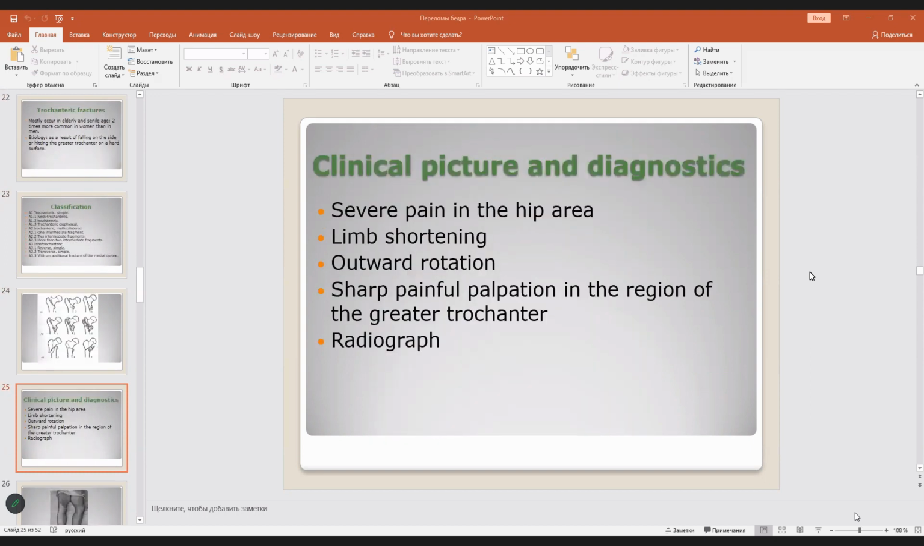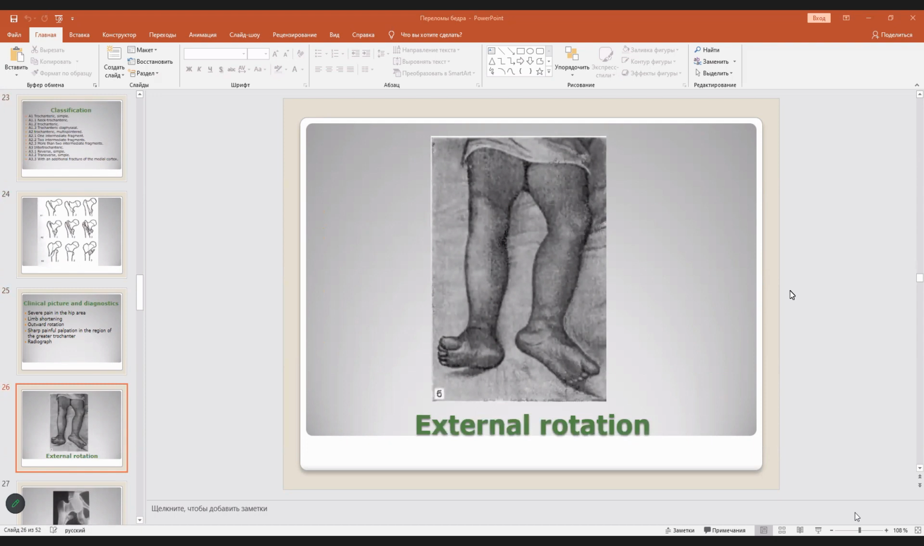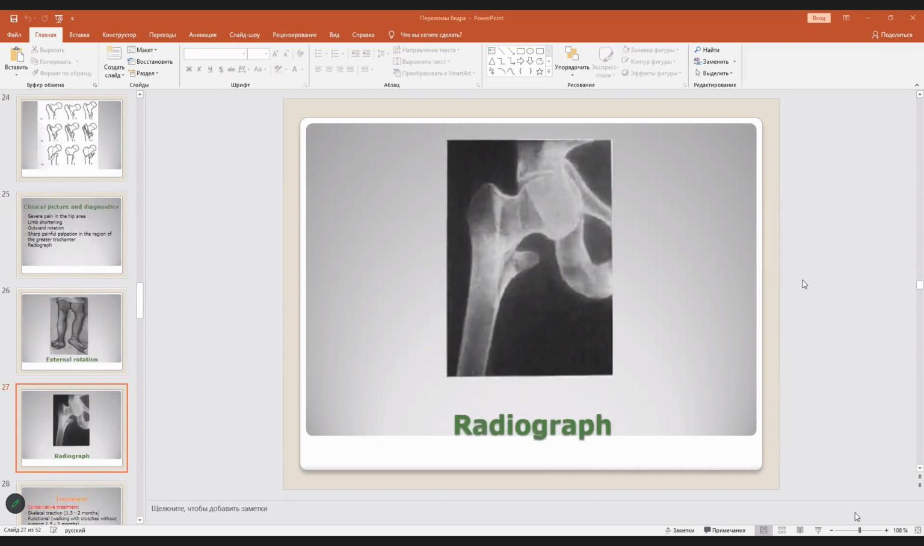Clinical picture and diagnostics. Severe pain in the hip area, limb shortening, outward rotation, sharp painful palpation in the region of the great trochanter, radiograph. External rotation, and the picture. Radiograph.